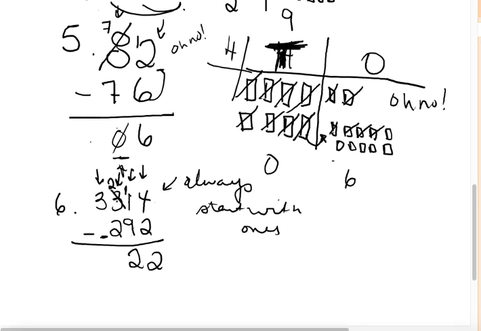Now I look at my hundreds column. I have 2 minus 2. I can do that. That's just a 0. And that leaves 3,000 to put down. My answer is 3,022.